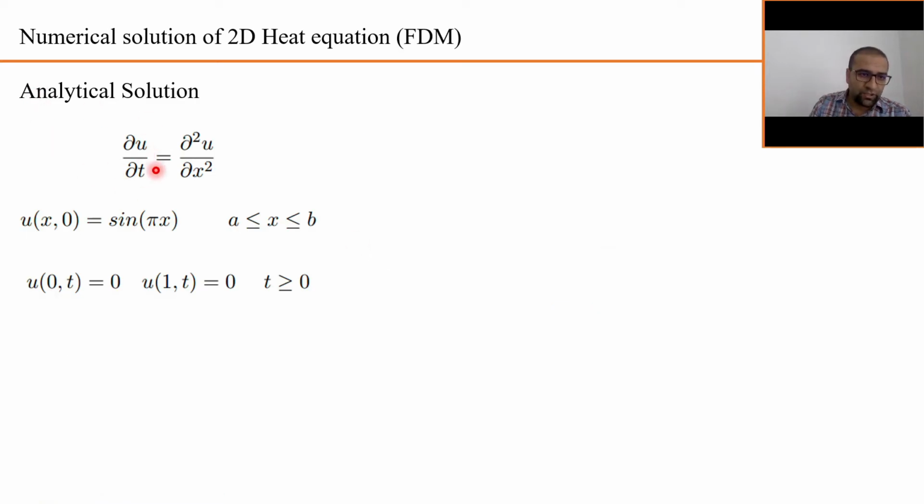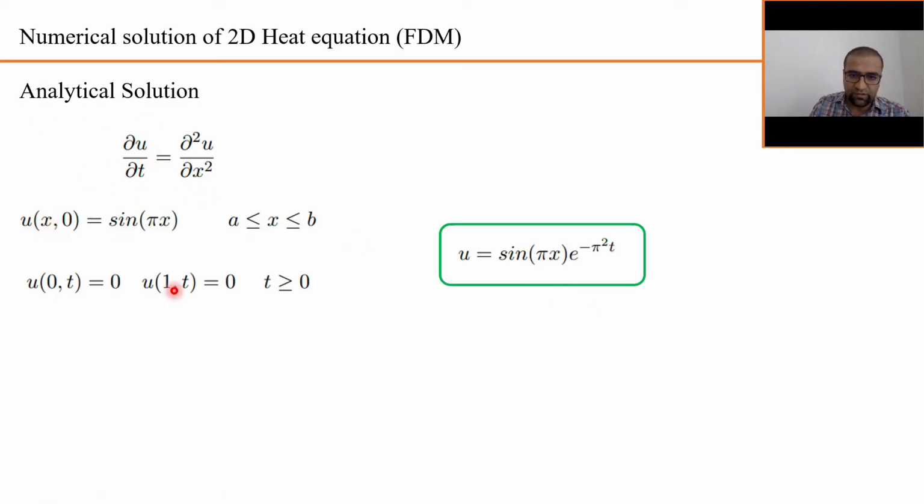I recommend watching that if you haven't. The analytical solution of such a function with this boundary condition can easily be found: sine pi x multiplied by the exponential of minus pi squared times t. It is very easy: just calculate the derivative with respect to t and the second derivative with respect to x, and you will see that both parts are identical. Okay, I think that's it for theory.